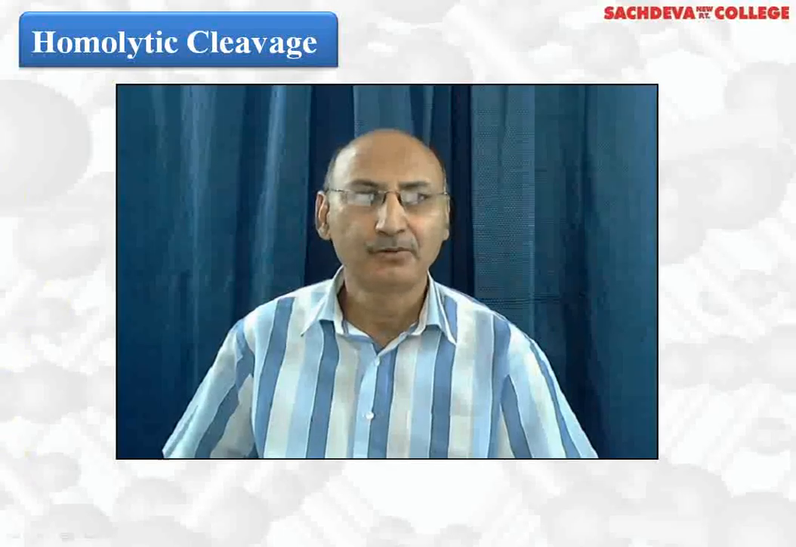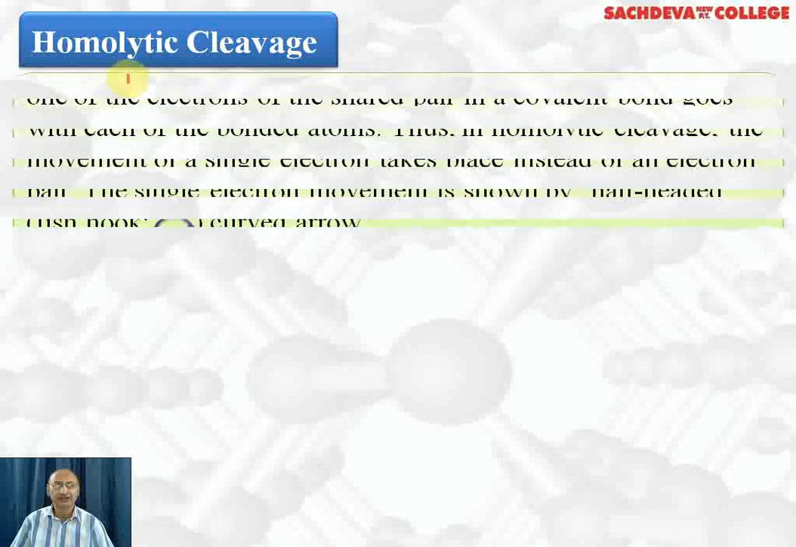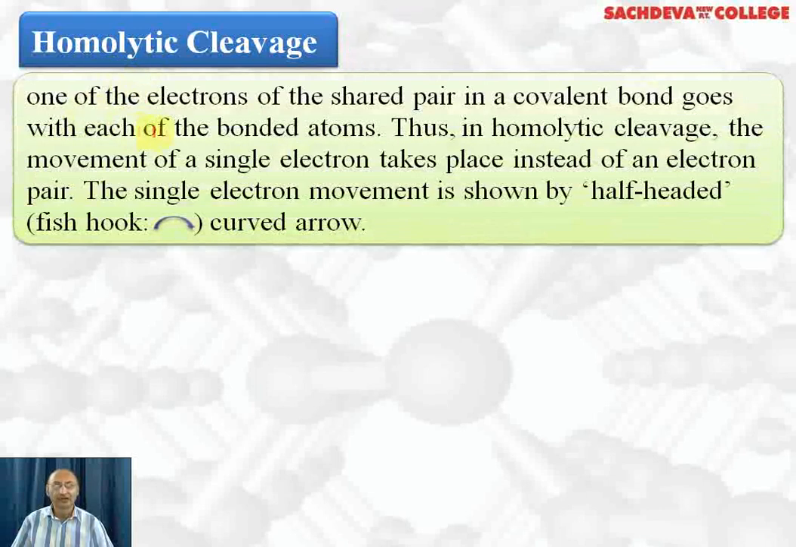Let's take up cleavage of bond. In cleavage of bond, first we are taking homolytic cleavage. One of the electrons of the shared pair in a covalent bond goes to each of the covalently bonded atoms. Thus, in homolytic cleavage, the movement of a single electron takes place instead of an electron pair. The single electron movement is shown by a half-headed fish hook. This is the way we show it.